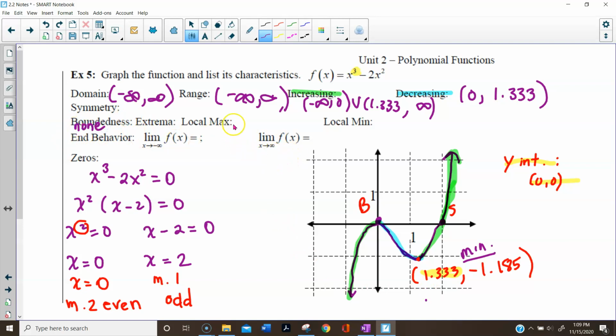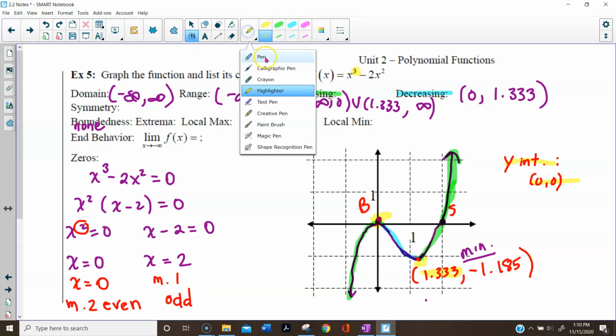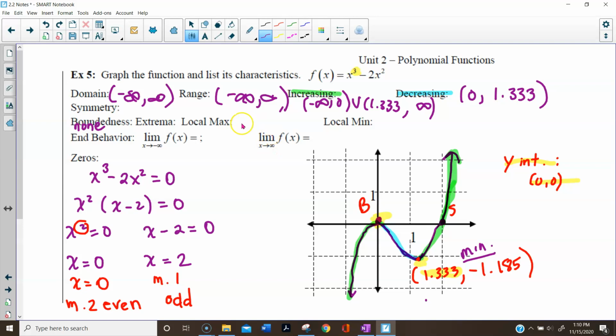Boundedness, this graph is not bounded, so boundedness is none. You can't box it in. The local max is this point right here. Let me highlight it in yellow. So here's the local max, and then down here is the local min. For the local max, you can write it as an ordered pair, or you could just write the y value. So the y value for the local max is 0. The y value for the local min is going to be negative 1.185.